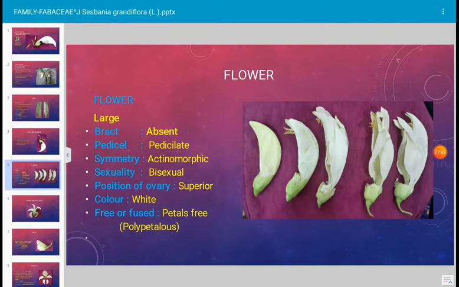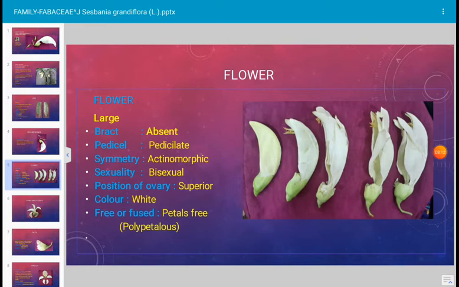And the symmetry of the flower is actinomorphic. Actinomorphic flower means that if you cut the flower in a vertical plane, two equal parts are formed. Such a flower is described as an actinomorphic flower. The flower has androecium as well as gynoecium, that is, male and female parts are both present in the flower. Such a flower is described as a hermaphrodite flower, or also as a bisexual flower.